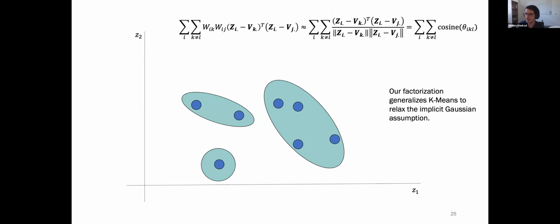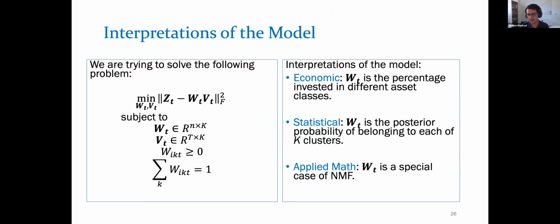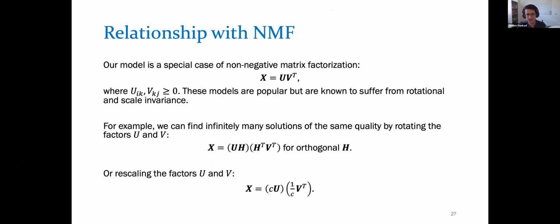So that's the statistical view of what we're doing and what the model is. The last thing I'll mention is the applied math interpretation, which is, as I mentioned, the special case of semi-non-negative matrix factorization. I know the audience is very broad, so there are some technical issues with this type of matrix factorization, which is that there are an infinite number of solutions, and the reasons why have to do with rotation and scaling.